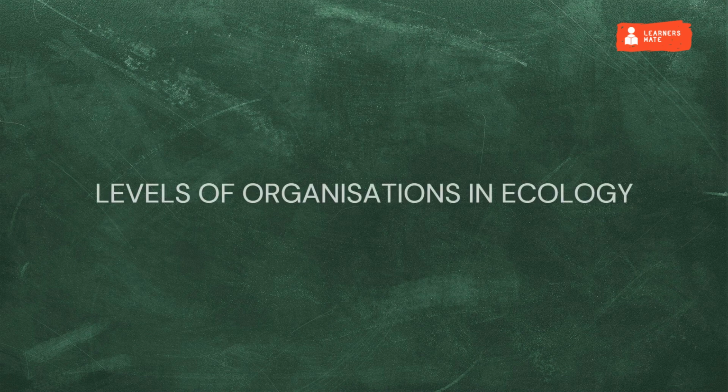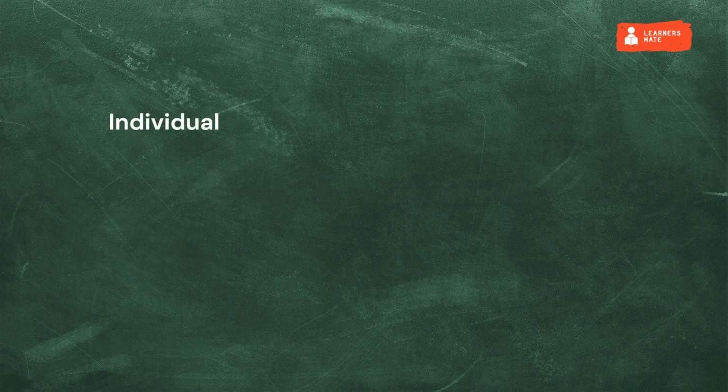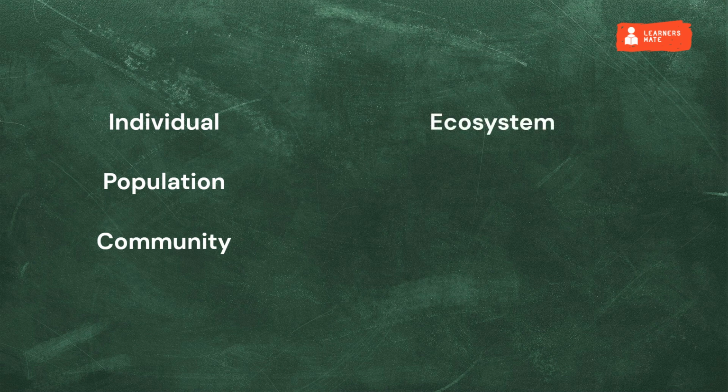So the main levels of organization of ecology are divided into six types. Those are: first one, individual; the second one, population; third one, community; fourth one, ecosystem; fifth one, biome; and the sixth and final one is biosphere.